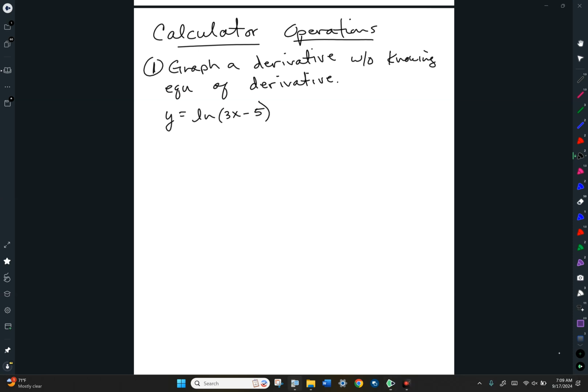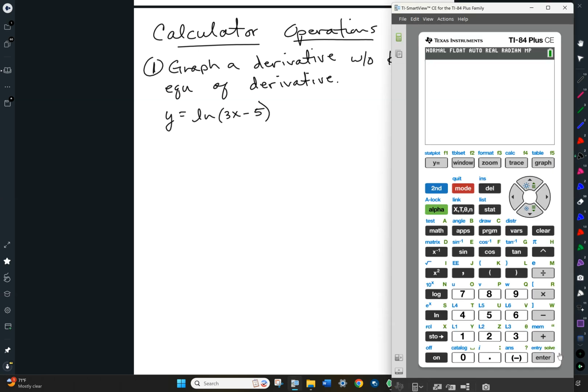And the way you do it is you go to your y equals and you put in the original equation. So I'm going to put in natural log 3x minus 5. And I don't need to graph that because I don't really care what that function looks like. I want to know what the derivative function looks like. So for y2, I'm going to tell y2 to take the derivative of y1.